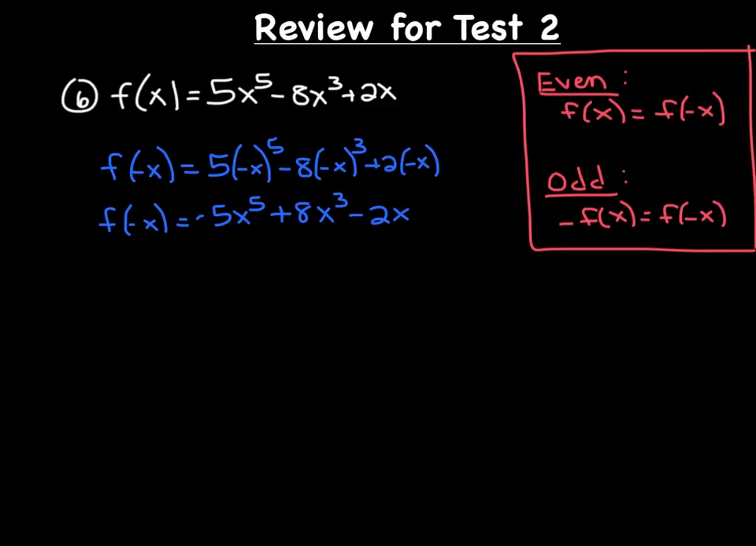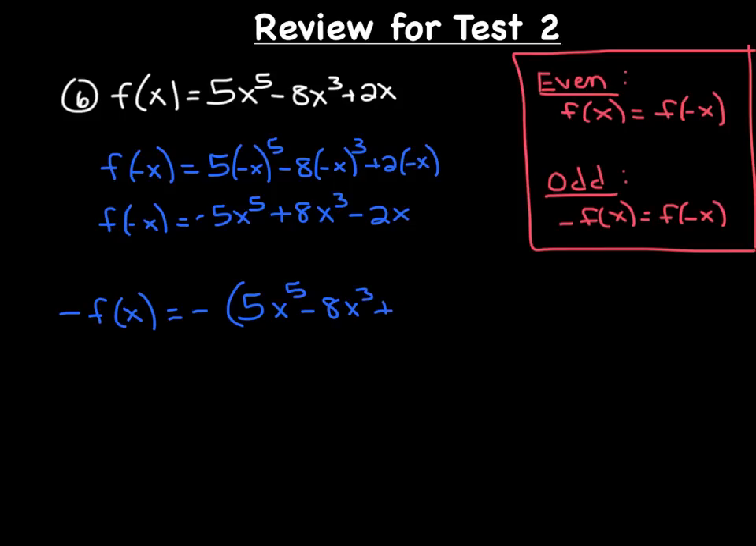Now you can see right away that the original function f of x is not equal to f of negative x. So since f of x is not equal to f of negative x, we can say it's not even. This statement right here is not true. All right, so let's check if it's odd. To find if it's odd, we now need to look at negative f of x. Negative f of x just means you take your original function and negate the whole thing. So you just put a negative symbol in front of the whole original function.